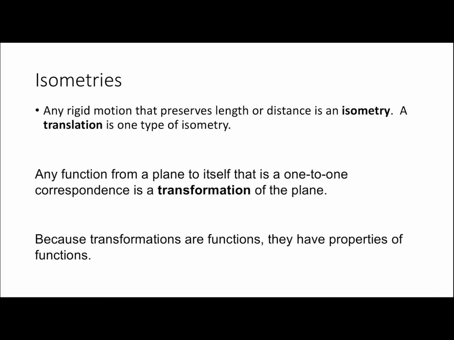So the first thing we need to know is what we mean by isometries. Okay, this is any rigid motion that preserves length or distance. Okay, so there's going to be a couple that we're going to talk about. A translation is going to be the first type. Basically, a translation, and we'll talk more about this in a second, is basically a sliding of one figure to another location. Okay, so you're going to see that.